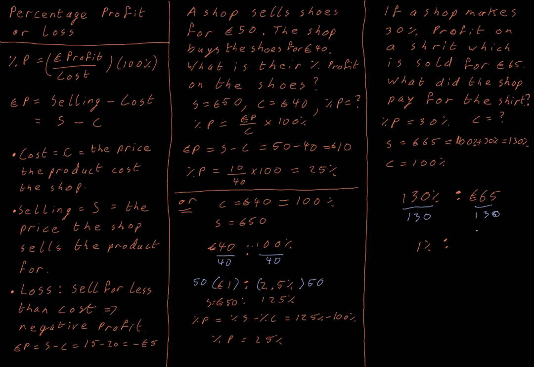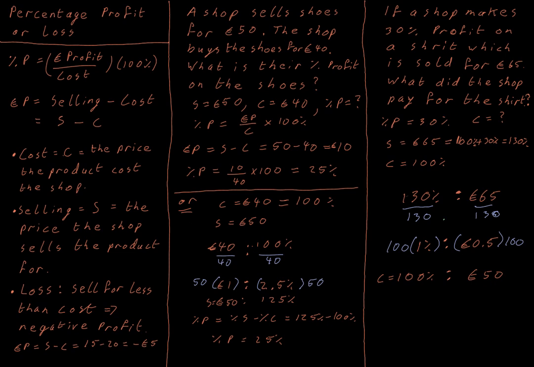And I get 1% is going to be €0.5. So half. And I want to know what 100% is, what my original cost price is. So I need to now multiply by 100 to get to 100%, which is my aim. So 100% is going to be €50. And that is my cost price. So cost price for 100% is €50.